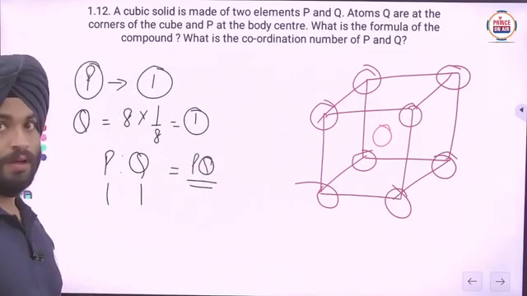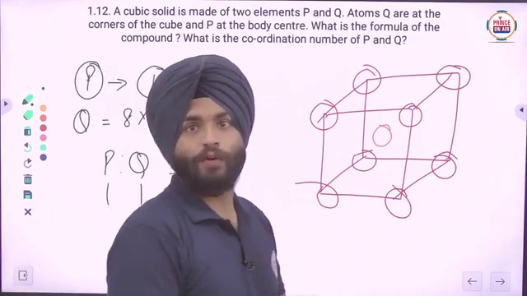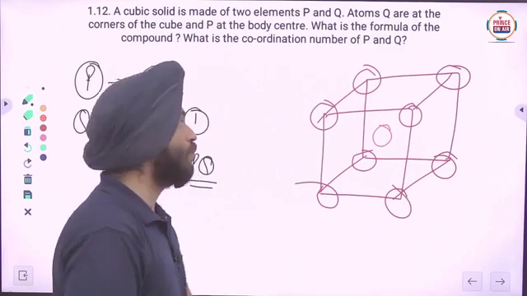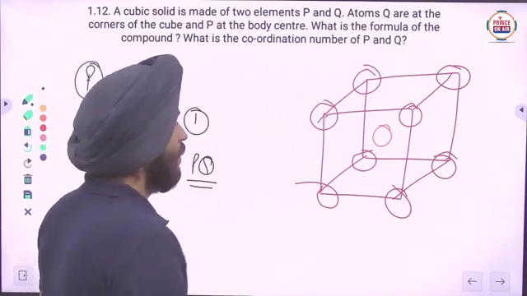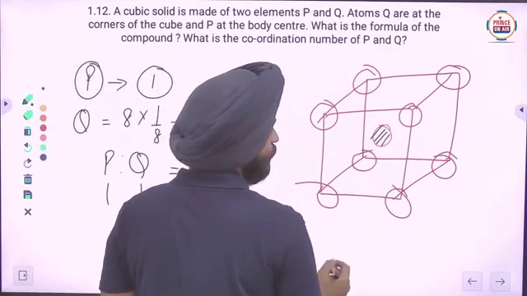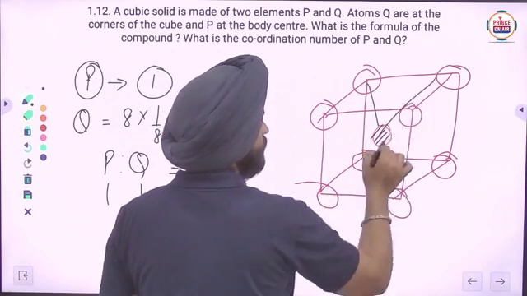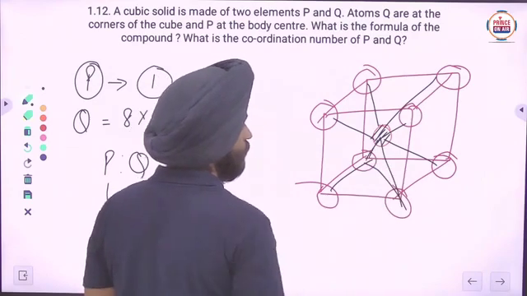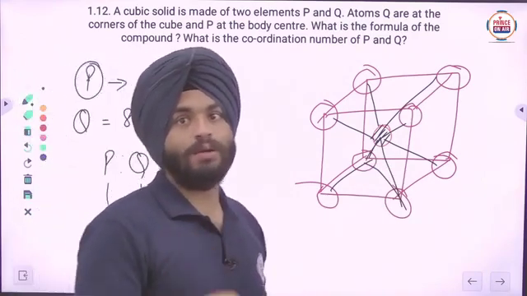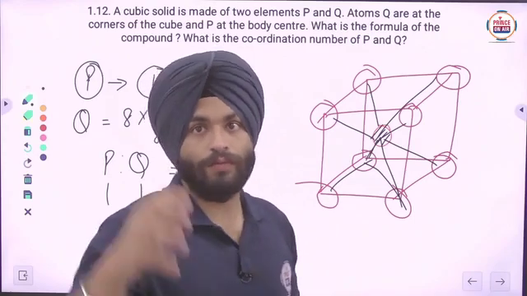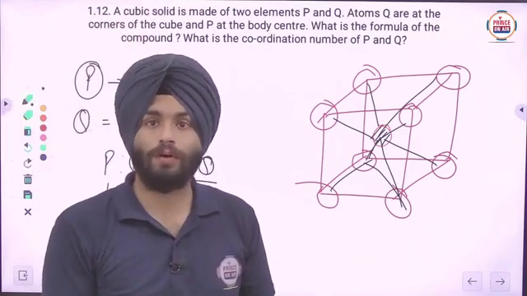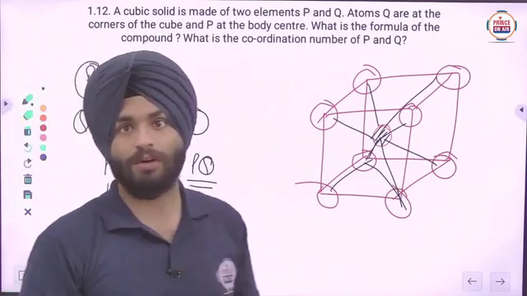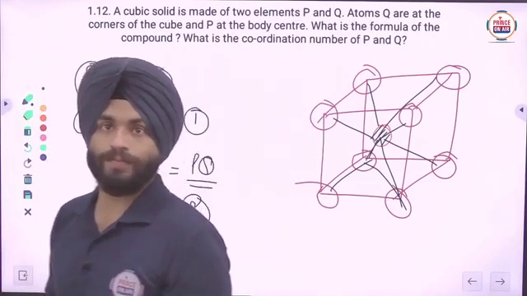Then what is the coordination number of P and Q? Coordination number is the number of nearest neighbors. You can see this atom is touching these, so 8 atoms are touching it, 4 from the top side and 4 from the down side. So the answer comes out to be 8, and their coordination number is 8. Clear?